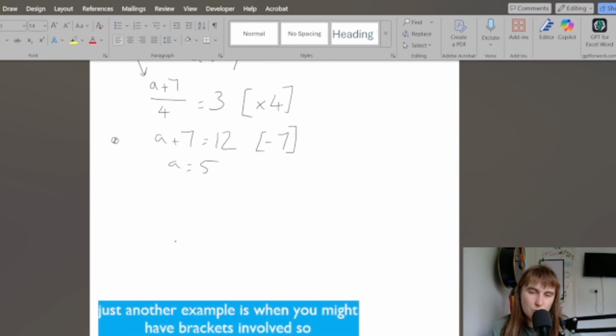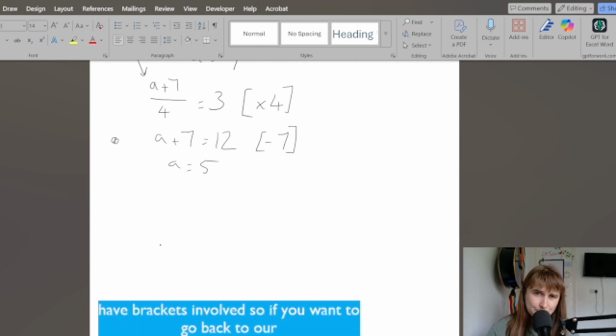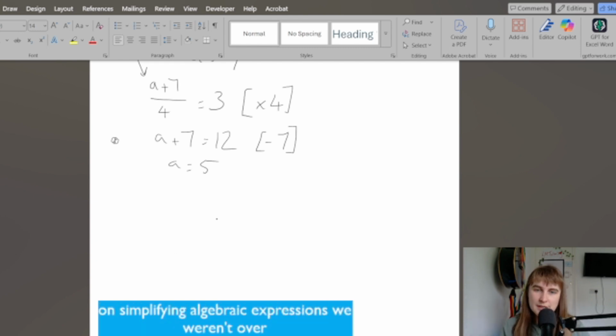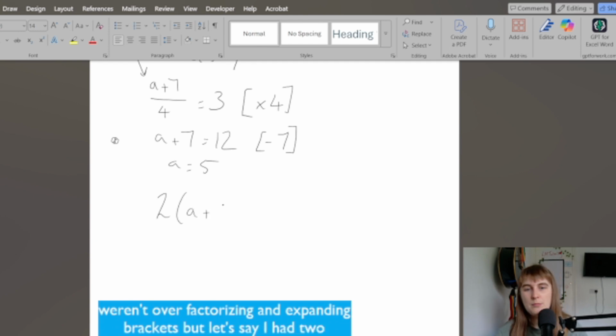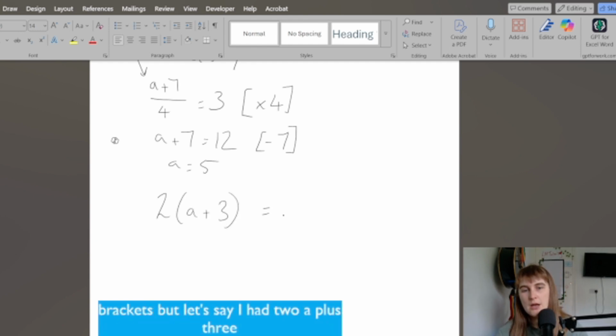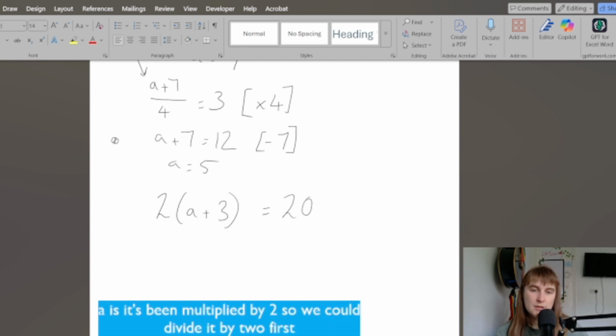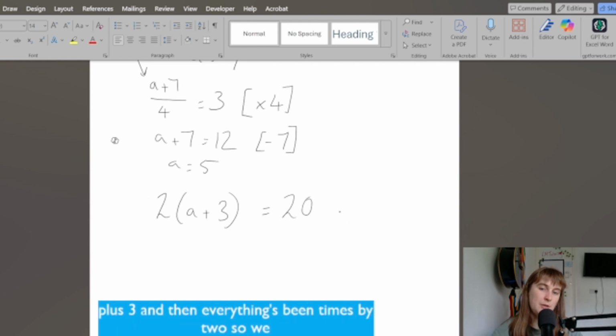Okay, so just another example is when you might have brackets involved. If you want to go back to our video on simplifying algebraic expressions, we went over factorizing and expanding brackets. But let's say I had 2(a plus 3) equals 20. Now, technically, the most recent thing that's happened to that a is it's been multiplied by 2, so we could divide it by 2 first, because it's gone a plus 3 and then everything's been times by 2.